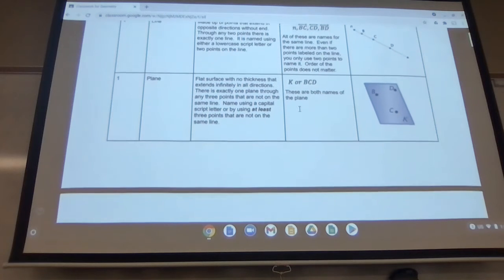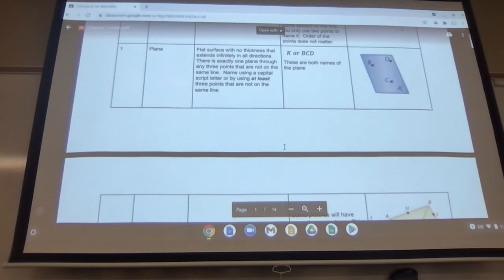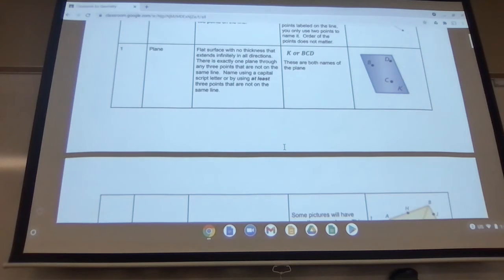Okay, the next thing is a plane. A plane is a flat surface with no thickness, and it extends infinitely in all directions. If you're using this classroom as an example, you can think of the ceiling. The ceiling is a flat surface. If that thing extended in all directions infinitely and never stopped, that would be a plane. So just think of a plane as a flat surface.